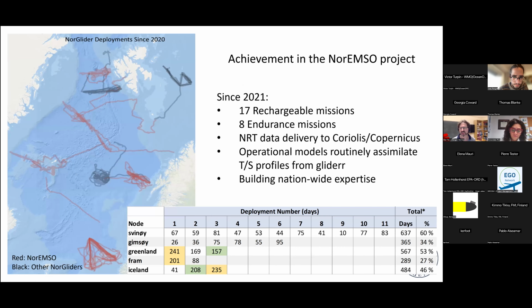Some achievements specific to the NorEMSO project is those red tracks on the map here, since 2020. So we've been doing 17 rechargeable missions, 8 endurance missions. We established the near data delivery to Coriolis Copernicus that's running pretty smoothly, and operational models routinely assimilate data from our gliders. And we built a nationwide expertise and a team that can operate this. There are some detailed numbers here. I don't have time to talk about this.